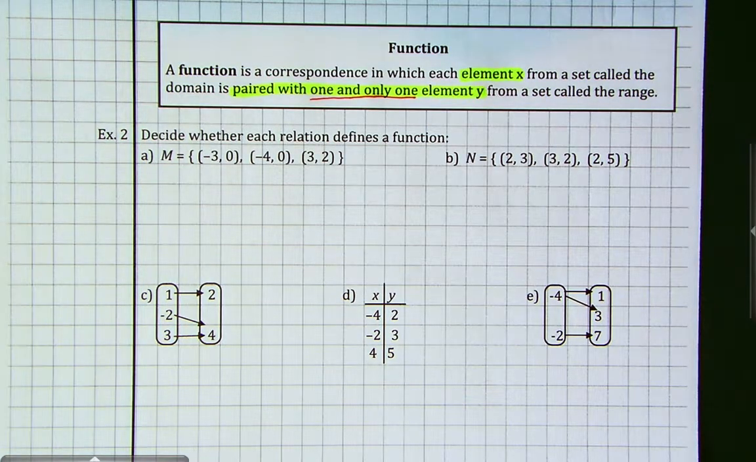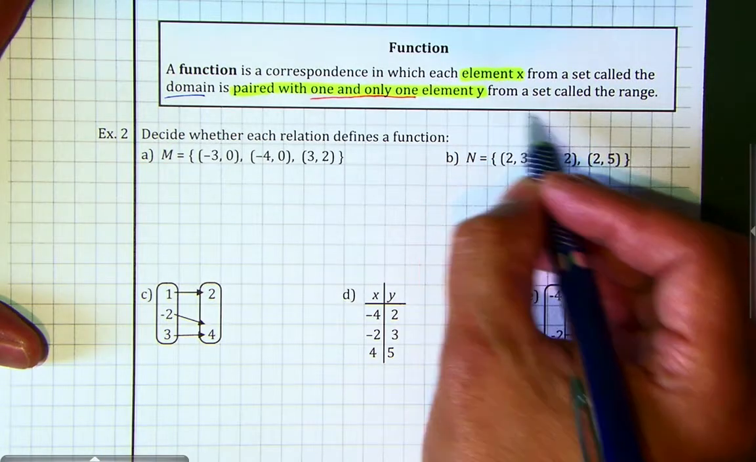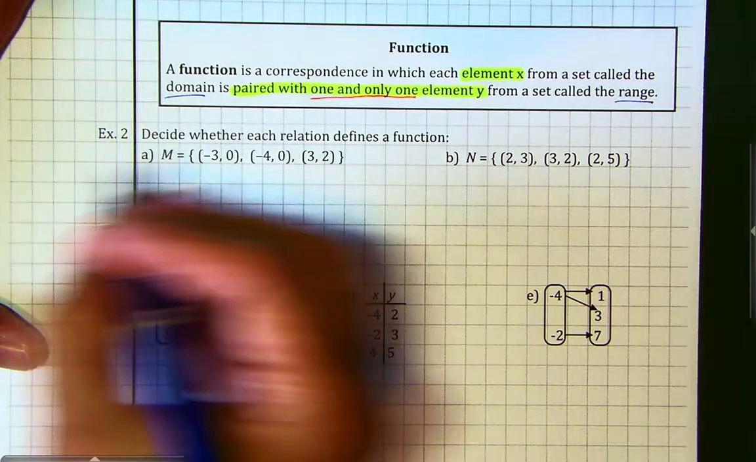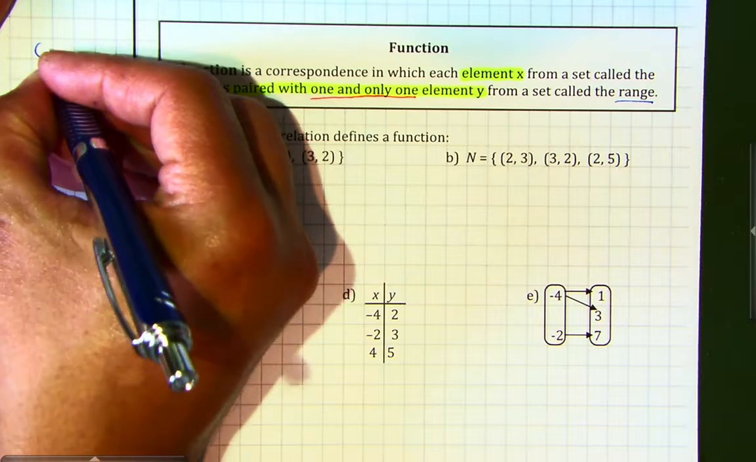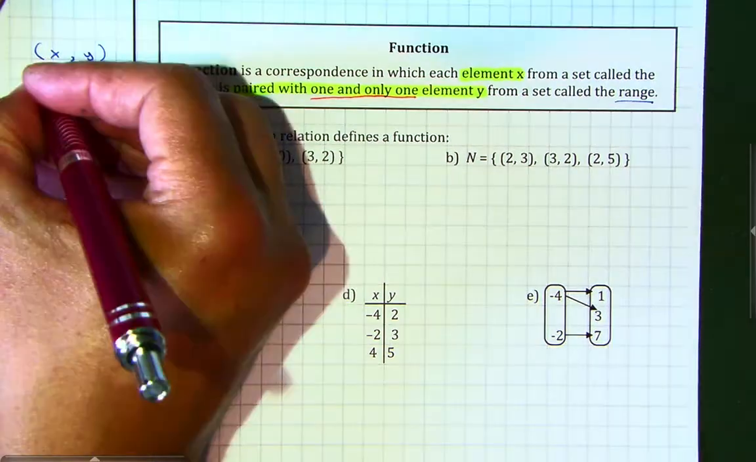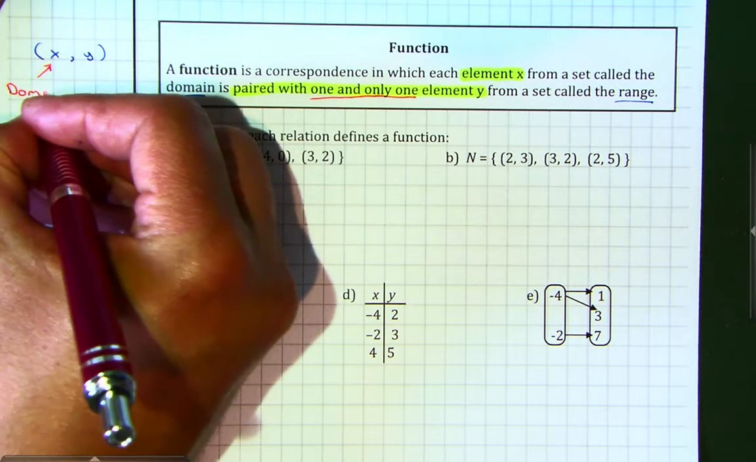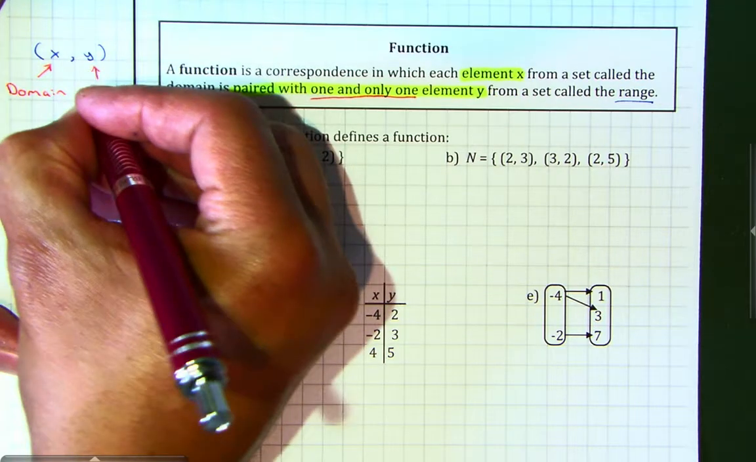If you guys remember, we're talking about your domain and your range. So if we have a point x, y, your x is your domain, and your y is your range.